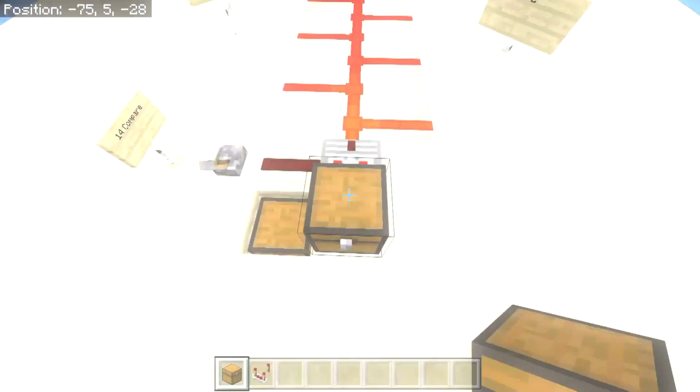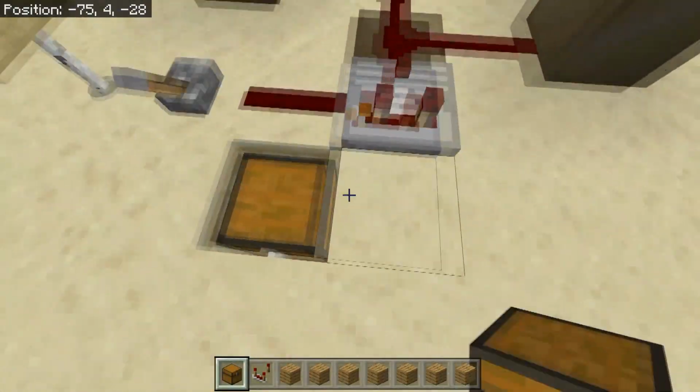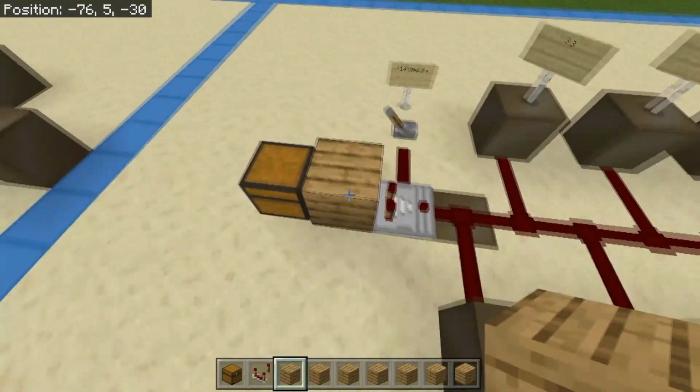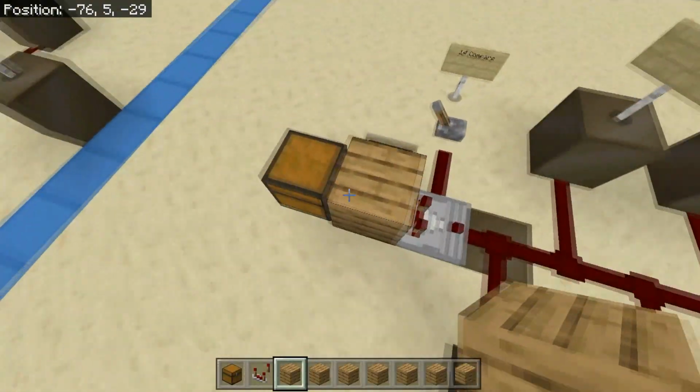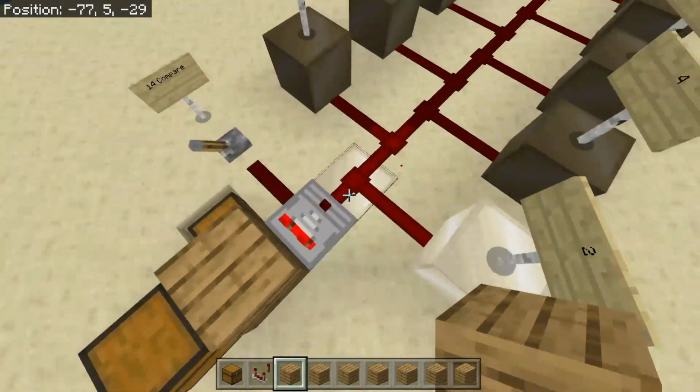Another thing to note about comparators and reading information is that they can also read information from 1 block away. So if I put 1 block between my comparator and my object that I'm trying to read, we can still pull the information through that block.